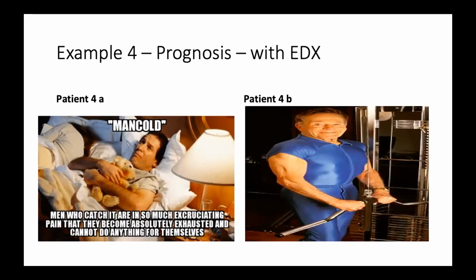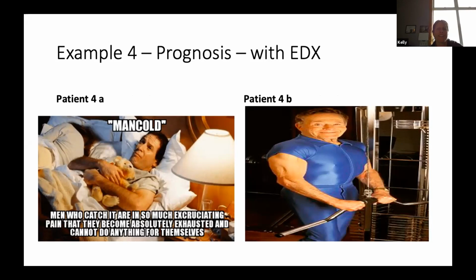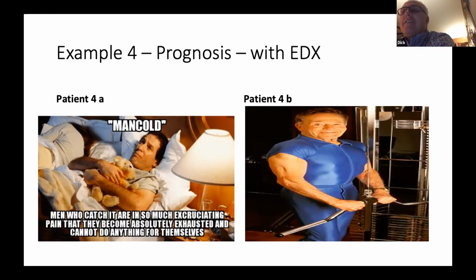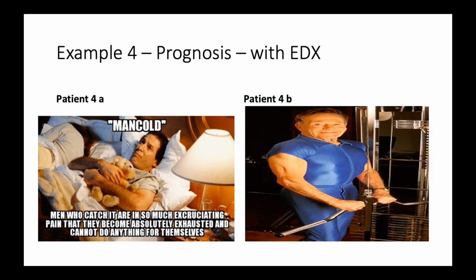So patient 4A could be developing cases of man-colditis. And man-colditis is the most debilitating condition known to humankind, where he's going to be locked down for quite some time. While patient 4B, anybody know who that is in the picture? Jack LaLanne. That is correct. Unfortunately, he passed away a couple of years ago, but he was still doing those tricep dips way past his 90s.